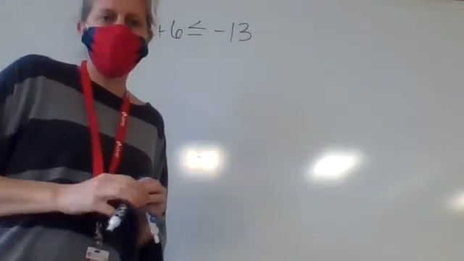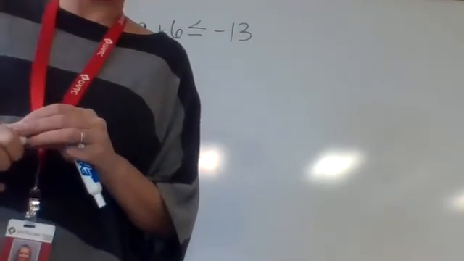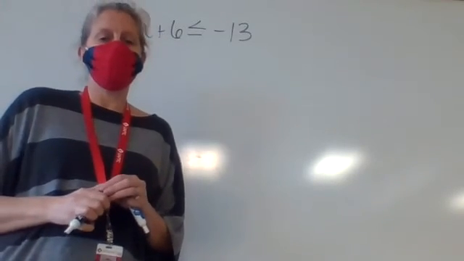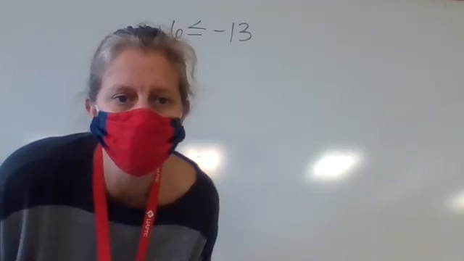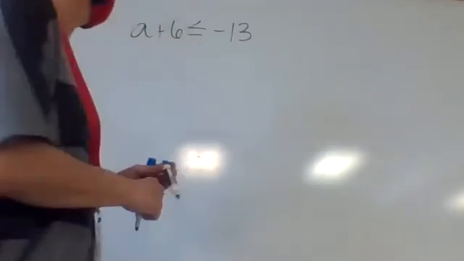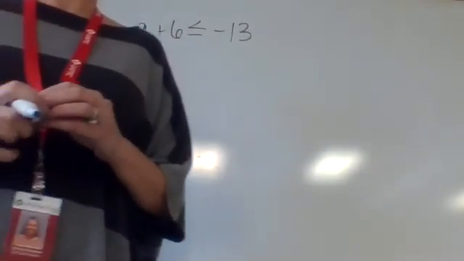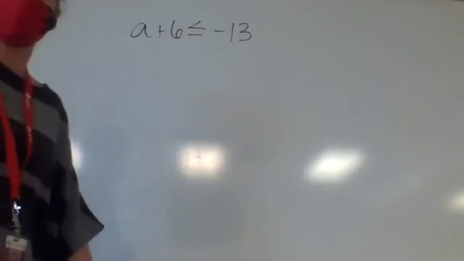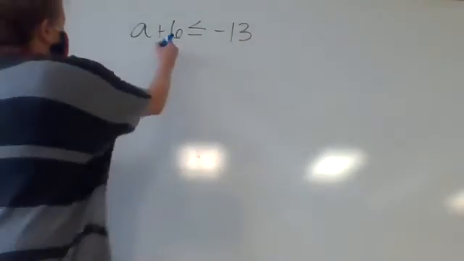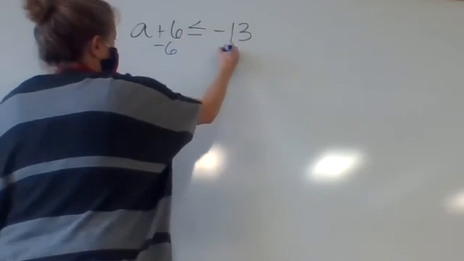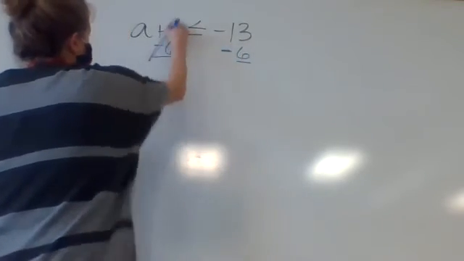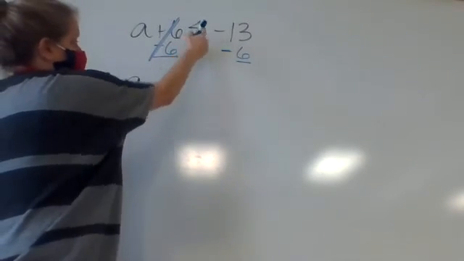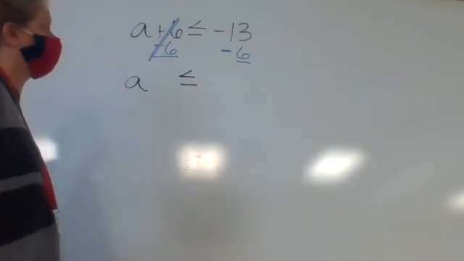All right, number 15 says a plus 6 is less than or equal to -13. It wants us to solve it and then put it on a number line. Solve it just like you did your equations. Get the a by itself, which means plus 6 needs to go away. So I will subtract 6. So A, just drop this symbol down, whatever it is, less than or equal to.